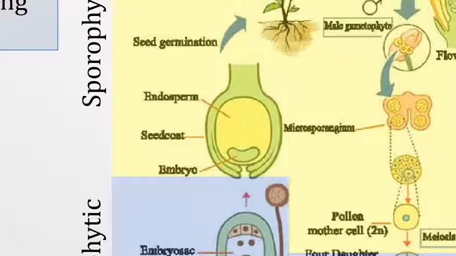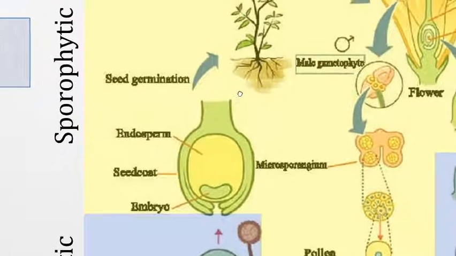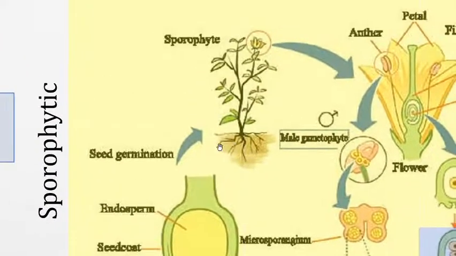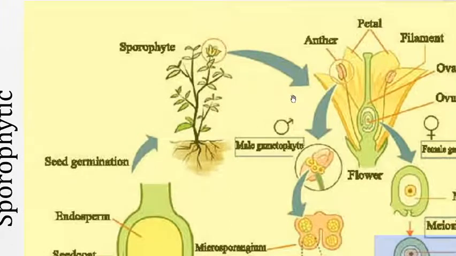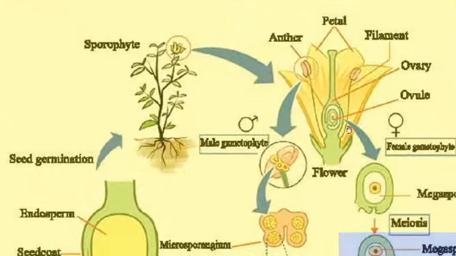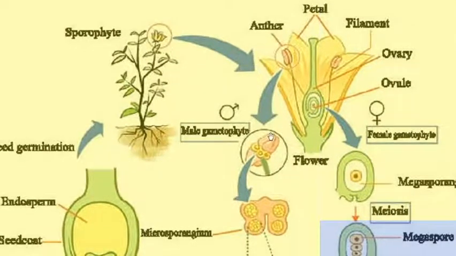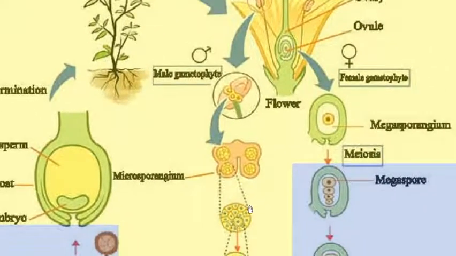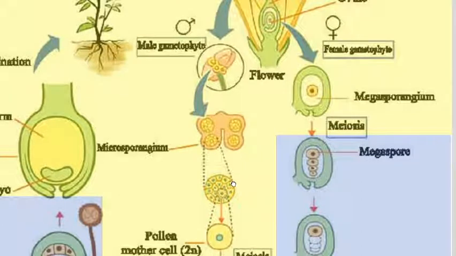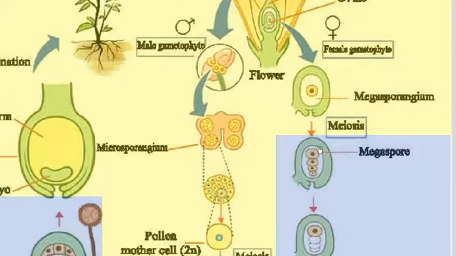So this embryo is the first cell having diploid state, and from this embryo we get a mature seed. When this seed germinates, it produces a fully grown plant that is also in the diploid state, and then it produces a flower. Inside the flower there is the anther and also the ovule. Inside the anther there are pollen mother cells, and there is also the megaspore mother cell inside the ovule.